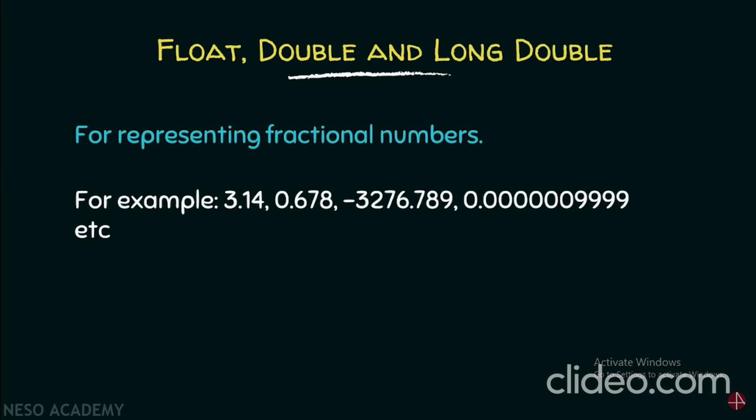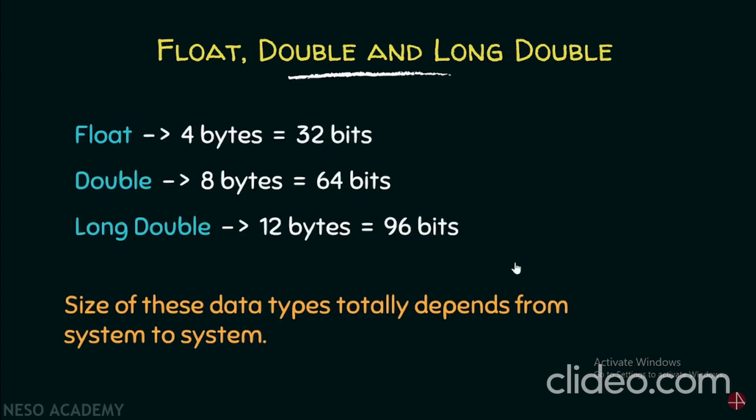Let's understand what float, double, long double is used for. Like the int data type is used to represent integers, the char data type is used to represent characters. Similarly, float, double and long double are used in representing fractional or real numbers. For example, 3.14, 0.678, minus 3276.789, 0.0000009999, etc. These different data types are of different sizes as well.